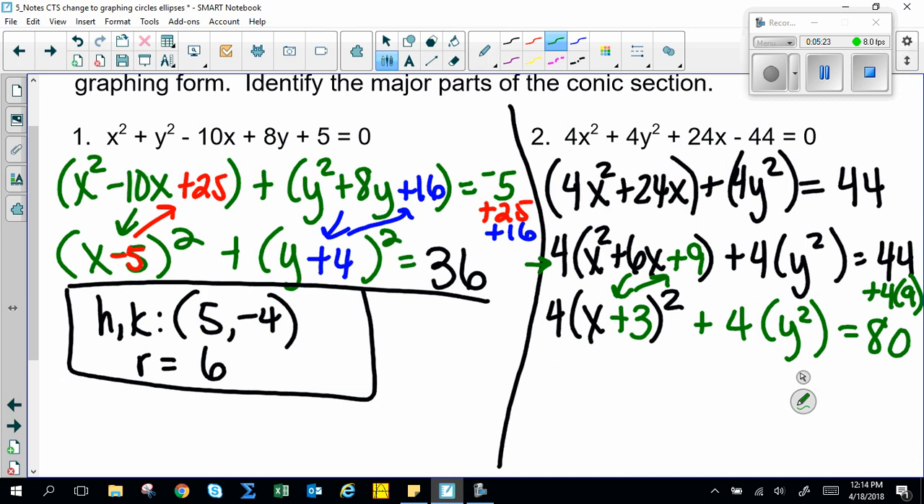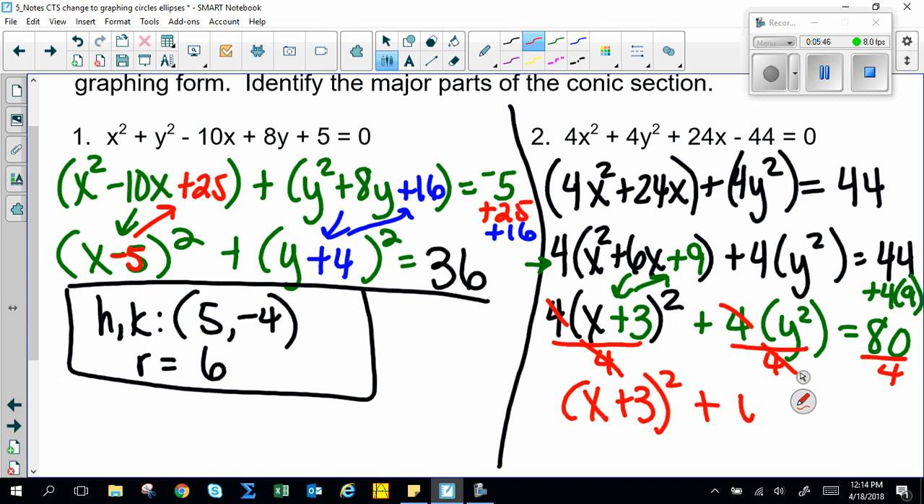Does this look like it's in graphing form? No, because in graphing form, I didn't have anything in front of those parentheses. How could I get rid of the numbers in front of the parentheses? Divide by 4. Did you hear me say I would have started by dividing by 4, just because I saw that 4 went into every number? All right. So this ends up now with x plus 3 quantity squared plus y squared equals 20.